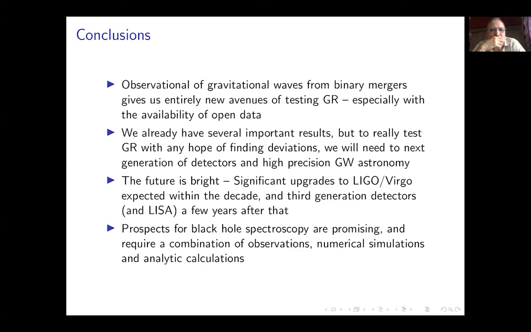In fact, there are already several important results, but I would say that to really test GR with high precision and to hope to find deviations, you really need to go to high precision GW astronomy and to the next generation of detectors. This will happen with upgrades to the LIGO Virgo detectors and hopefully a third generation detector and hopefully even LISA after that. So again, the prospects for black hole spectroscopy are promising. And as I convinced you, to really understand this problem involves a combination of observations, numerical simulation, and theoretical calculations. So I'm going to conclude and I'm happy to take any questions.